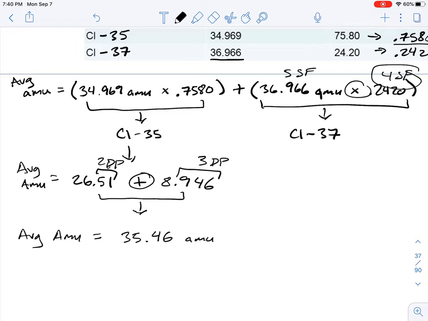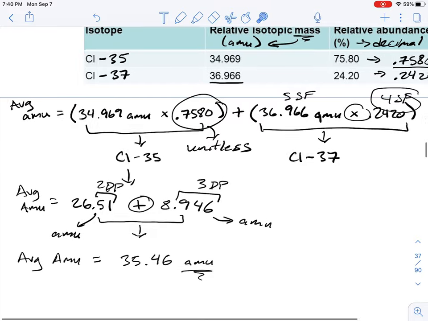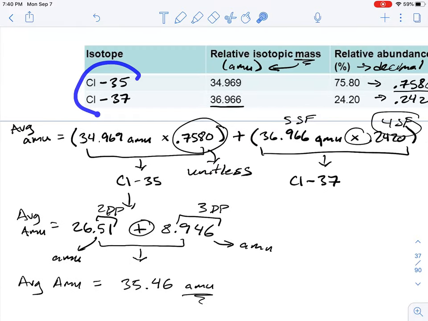Okay, AMU. Sorry. So this unit is AMU, this unit is AMU, and the percentages are unitless. Okay, so there should be no unit in your decimals or your percent. And so my final unit is 35.46 AMU. So this is the average atomic mass for chlorine. So notice I've incorporated all isotopes of chlorine, and this is the average atomic mass that I get.